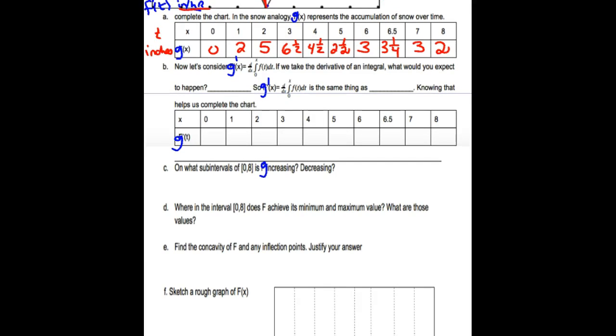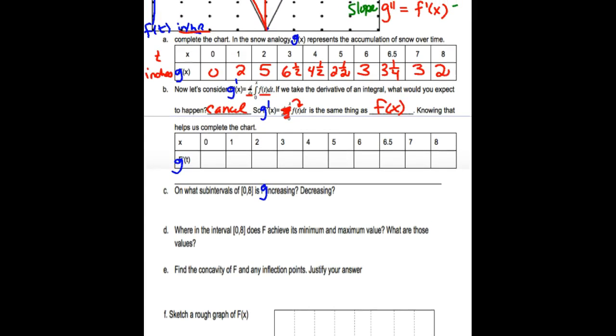So it says let's consider g prime, which is the derivative of f. And remember, what you would expect to happen is the cancellation of the derivative and the integral. And that's exactly what happens. The second fundamental theorem of calculus says you guys are inverses. So all that's going to happen is we're going to get a variable change. So now when it's asking me to find g prime, that's really just f of x or f of t. It's really just points on the graph.